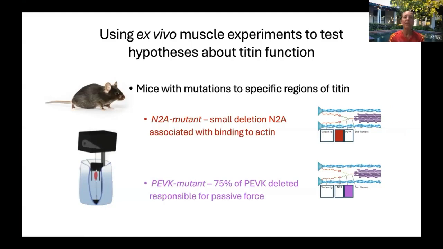And we use mice with mutations to specific regions of titin. So in our data today, I'm going to show you data from an N2A mutant. This has a really tiny deletion in the N2A region of titin, which is associated with binding to actin. Whereas we use a different mutant called a PVK mutant, which has a really large deletion in the PVK region, which we know is responsible for passive force.